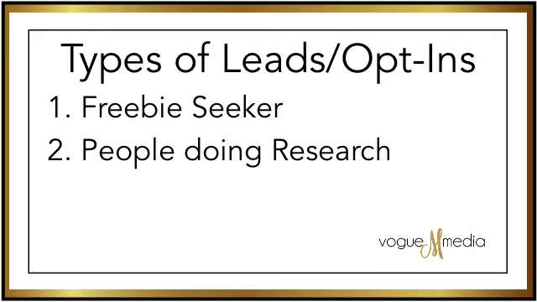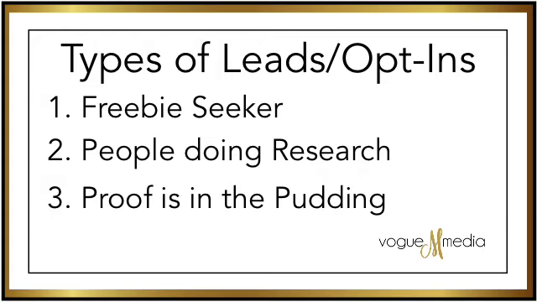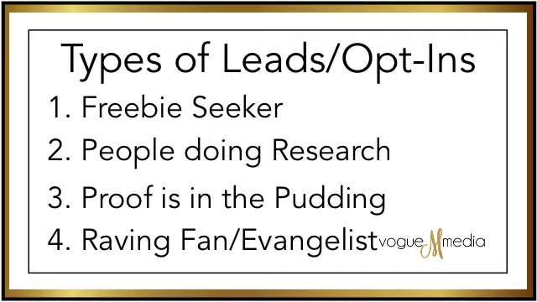Number 3, the proof is in the pudding. This person needs proof in order for her to open up her wallet and buy from you. This is something that's very easy to do once you have a page built specifically for testimonials and case studies, depending on what type of business you have. And number 4 is the raving fan or the evangelist. She is the perfect lead. She's a big fan of you and your business and everything you have to say. These leads are a critical part of your list because they will be the ones to tell their friends, family, and everybody that they know about who you are and what you have to offer. These 4 types of leads will always make up the majority of your list. Now, wouldn't it be great if every lead was a raving fan?